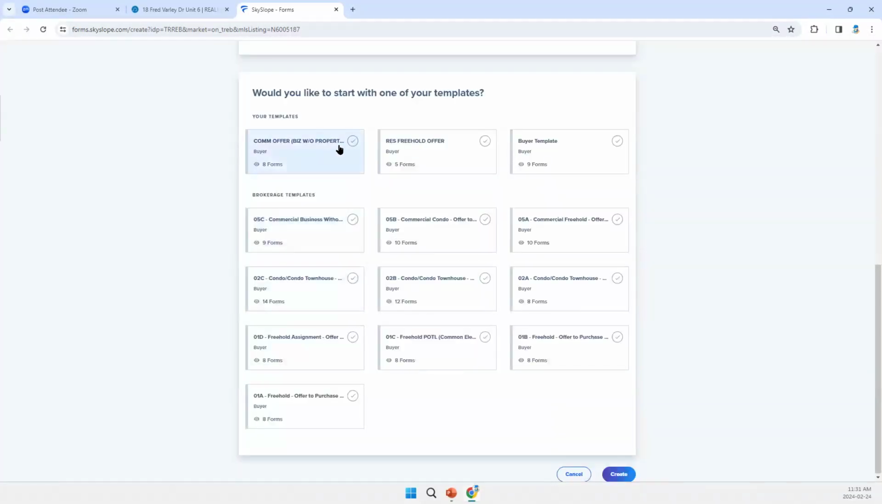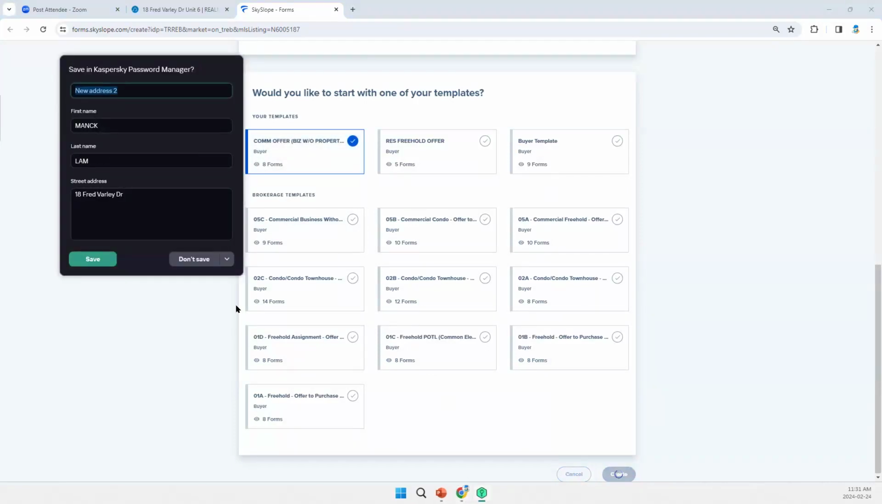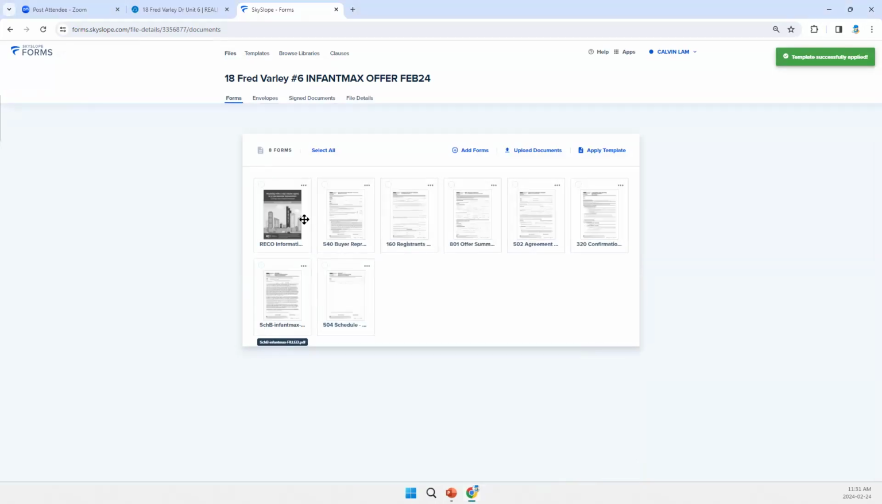So if this one looks good, then you click and move on. Okay, now you will get this. For this, as I mentioned before, you will have to use the RECO info guide, and then you're going to do the BRA for the commercial. And because your seller is an agent, you want to use 160, and then the rest, this and this and this, is what is for the offer.